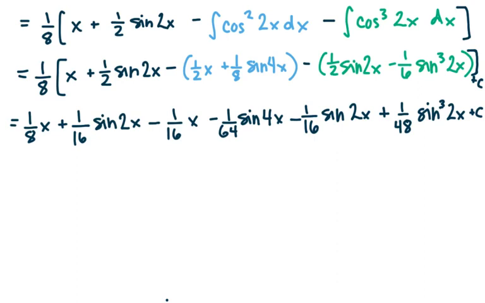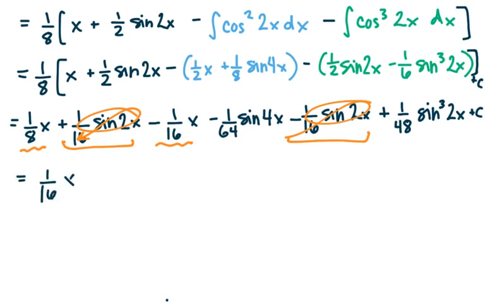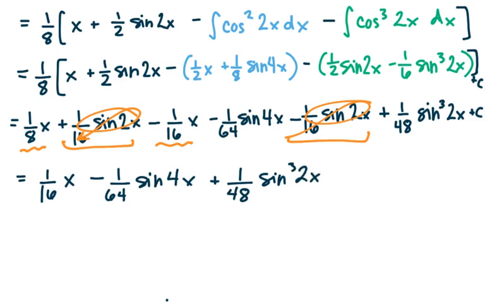So a couple things we'll notice. We have some terms that cancel. 1/16 sine of 2x, positive and negative, those are going to add to 0. 1/8 minus 1/16 is going to give me positive 1/16 x minus 1 over 64 the sine of 4x plus 1 over 48 sine cubed 2x plus c.